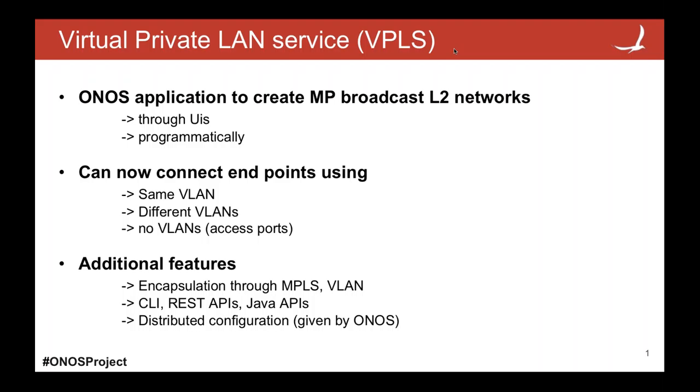So, very briefly, for those of you that hear about VPLS for the first time, it's just one very quick slide. It's an ONOS application to create multi-point broadcast layer 2 networks, both through UIs and programmatically. It can connect multiple endpoints in a network where hosts are connected and send in packets using the same VLAN, different VLANs, or no VLANs at all. We have additional features, which are encapsulation, so the packet for transport can be encapsulated through the core with MPLS labels and with a second VLAN tag. We have a CLI, REST APIs, Java APIs, and of course a distributed configuration, which is given by the ONOS network configuration itself.